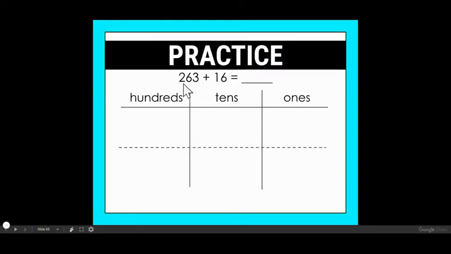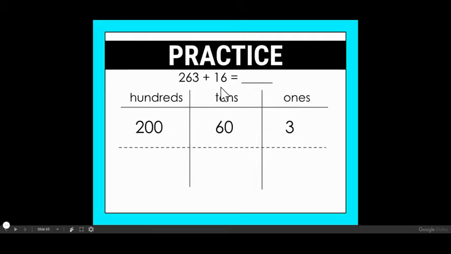This time, let's do 263 plus 16. So let's take our 263 and let's branch it into hundreds, tens, and ones. I have a 2 in the hundreds place, which I know is equal to 200. I have a 6 in the tens place, and I know that's equal to 60. I have a 3 in the ones place, and that is equal to 3.